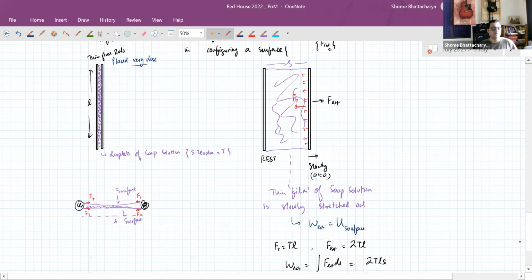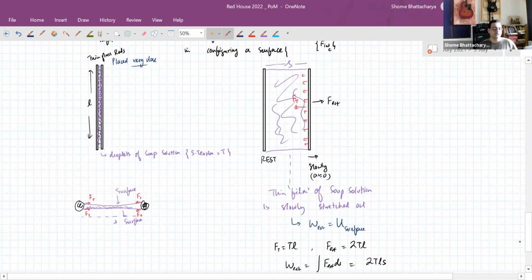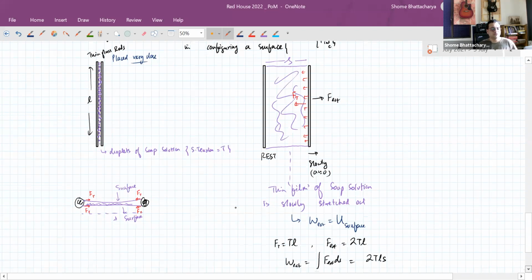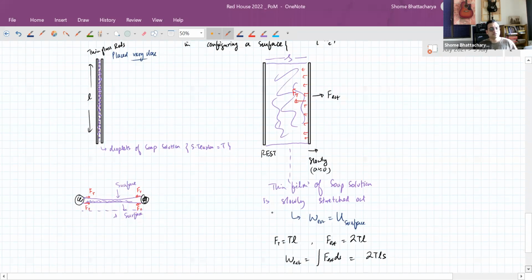So you are applying a constant force to keep gradually pulling out that rod from the first one and stretching out that film of liquid. So this is what is stored in the system as surface energy.